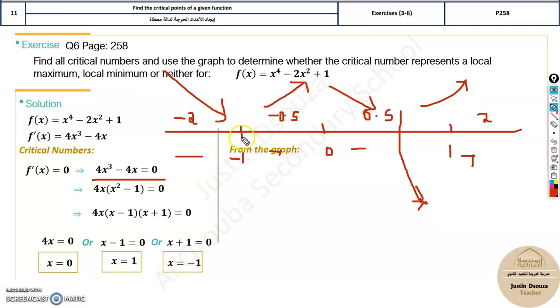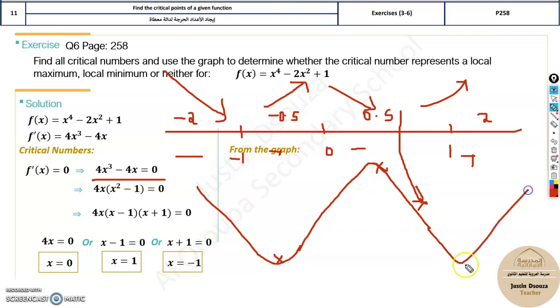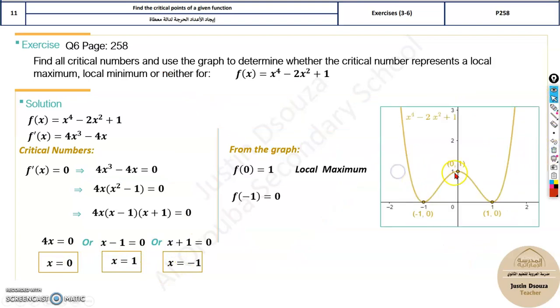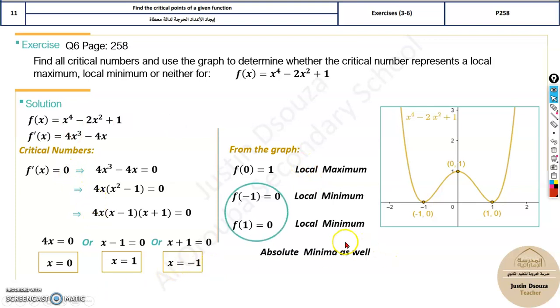So now you can tell the minus 1 point is a minimum point because it's dipping down, whereas the 0 point is upwards, it's maximum. This is minimum, maximum, and again minimum over here. So these both are minimum, whereas 0 is maximum. If you see, even from the graph, it's the same thing. Only 0 is maximum, whereas the other two are minimum. Similarly, you can solve the other problems. We have already done such problems before.